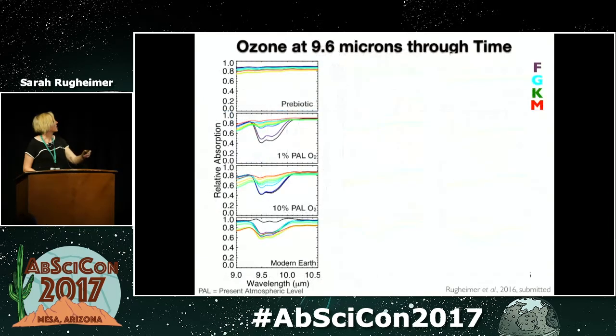So if we want to consider then ozone as a possible proxy, let's see how that is influenced by clouds. So we have the same setup with the prebiotic case, the 1%, 10%, and modern Earth.